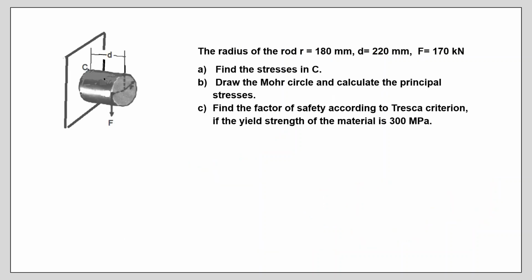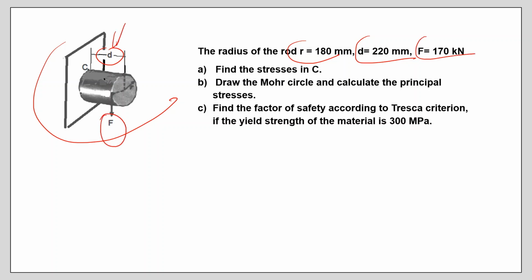Second problem, we have a rod, the radius is given, and the length d. D is not the diameter, it's this length. The force is acting on the surface of this rod at the end. As you see, the questions are: we have to find the stresses at this particular point C, then draw the Mohr circle, determine principal stresses, use the Tresca criterion, and find the factor of safety.